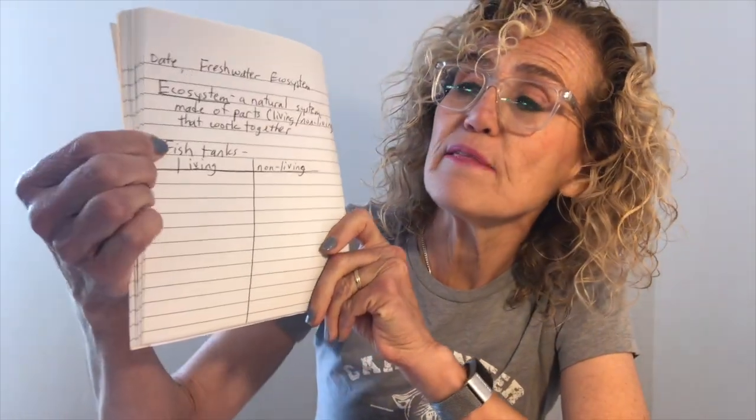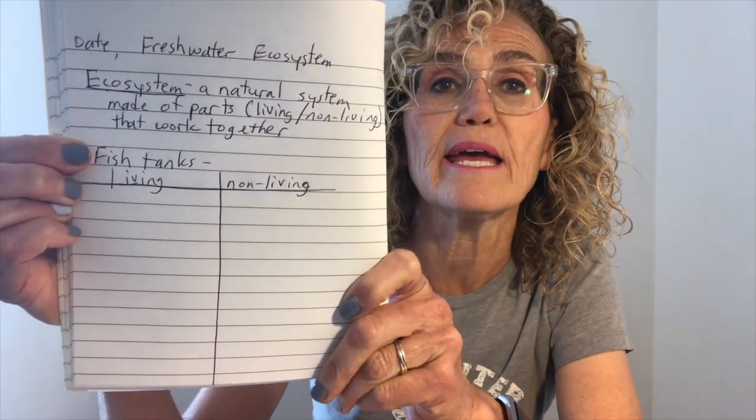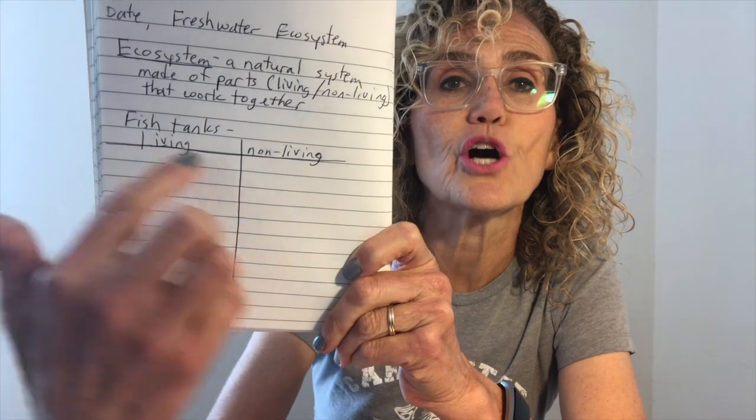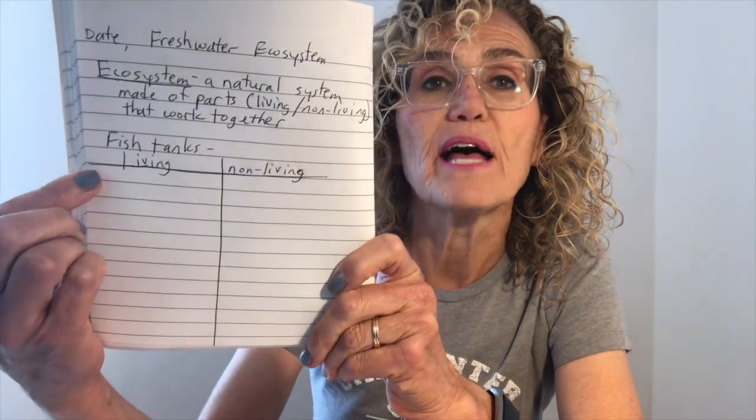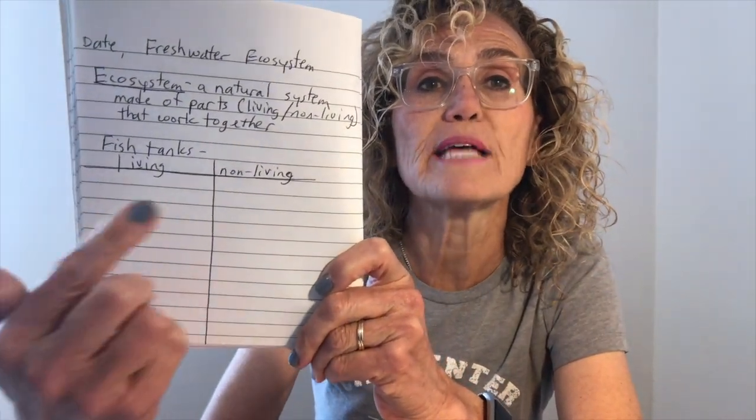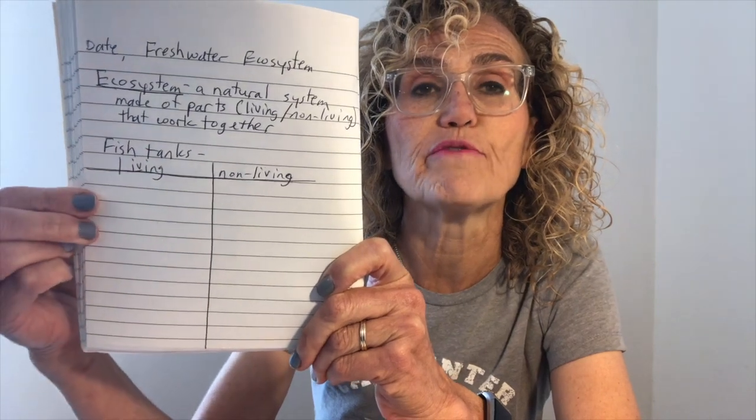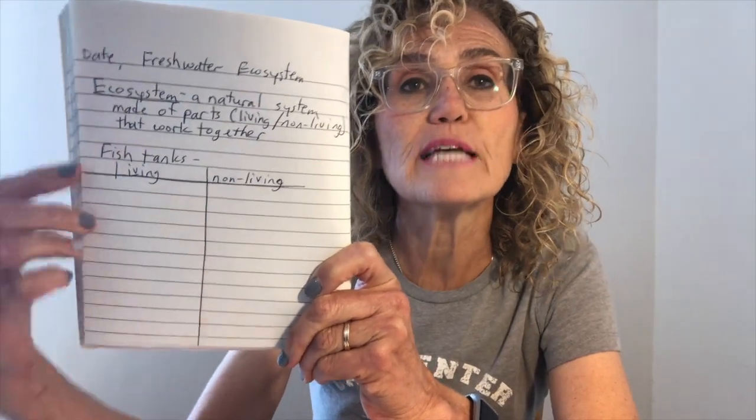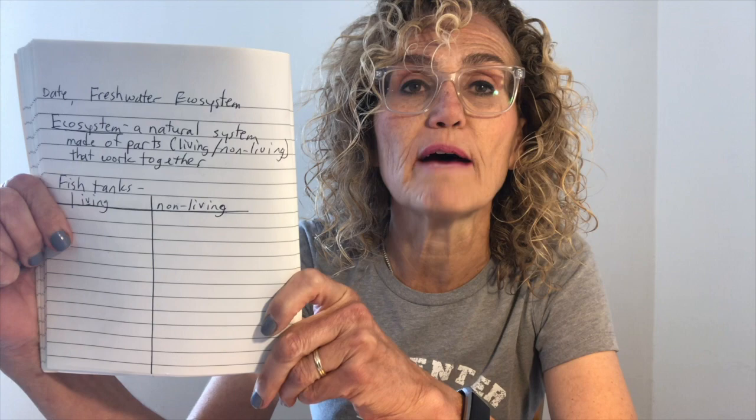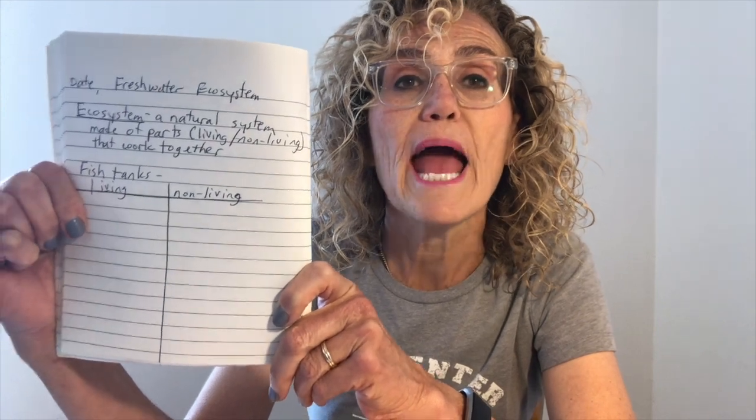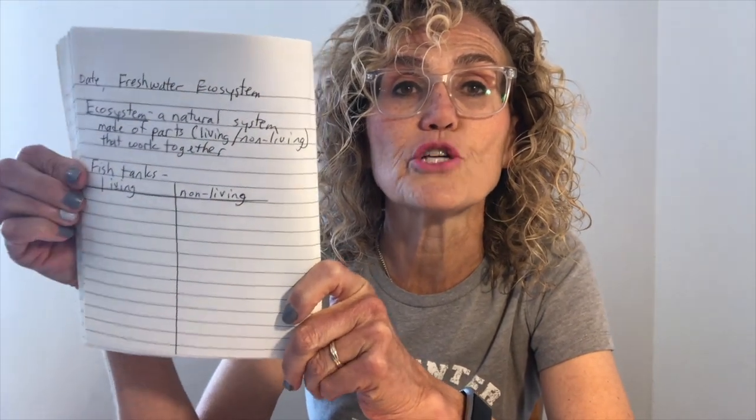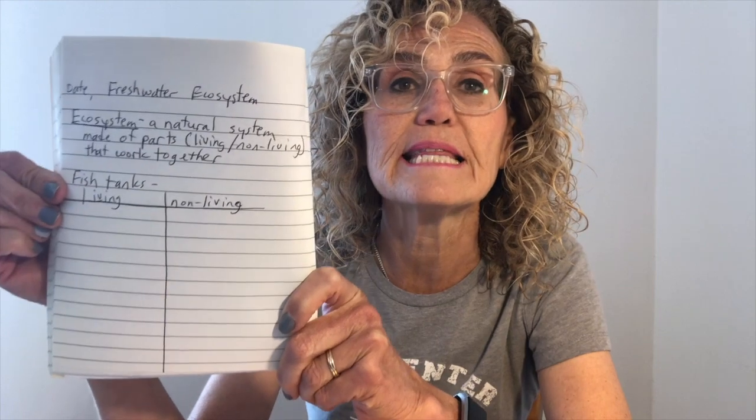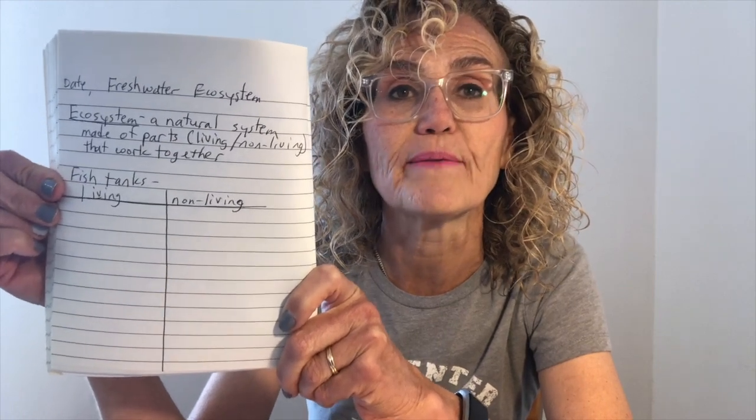And then underneath there, I want you to put fish tank, and I want you to make a T-chart. And I want you to have a list of living environmental factors and a list of non-living environmental factors. So keep a list as we go through and watch the videos of my fish tanks at school. And then we're going to come back to the list and make sure that you have everything that's in the tank that's living and non-living.